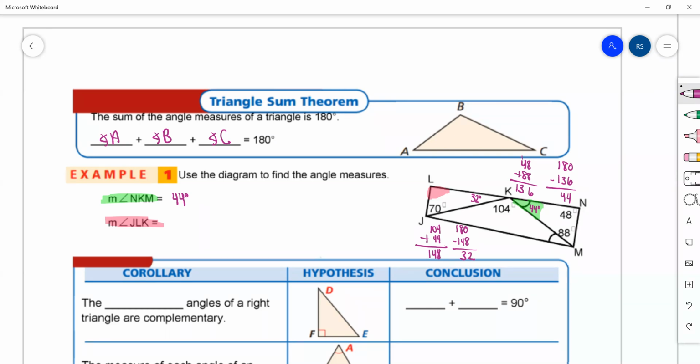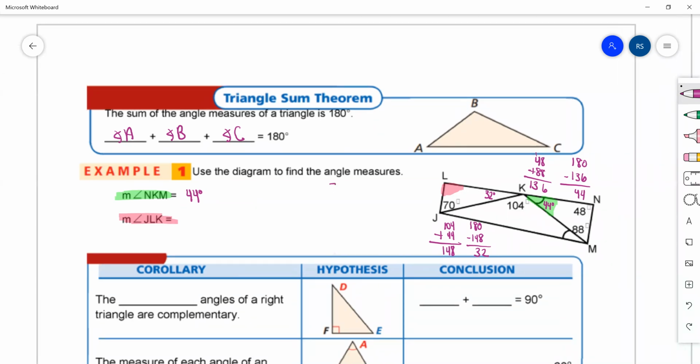So now I'm going to have to add 70 and 32. It's going to give me 102. And subtract that from 180. 180 minus 132 is... Wait, not 132. Where on earth did I get 132? 102. 180 minus 102 is 78. So this angle right here is 78 degrees.